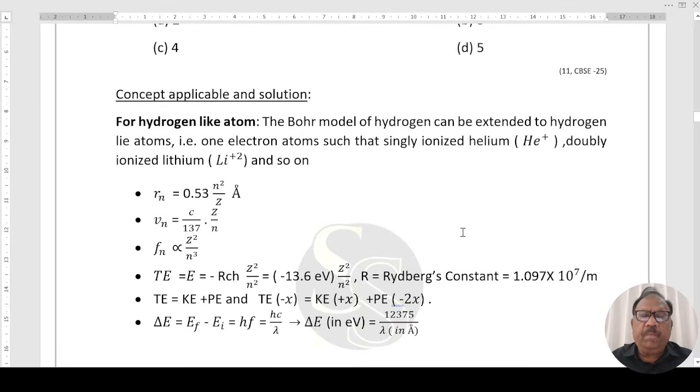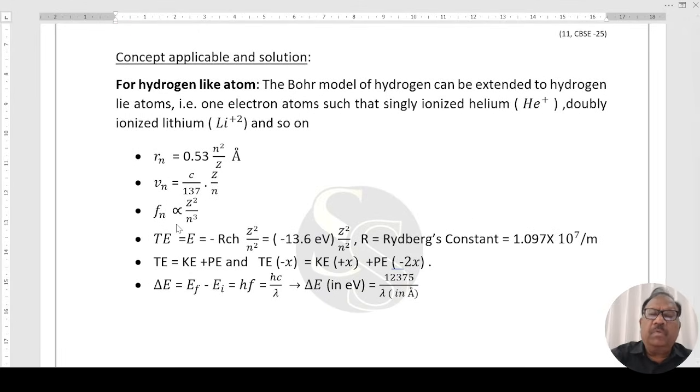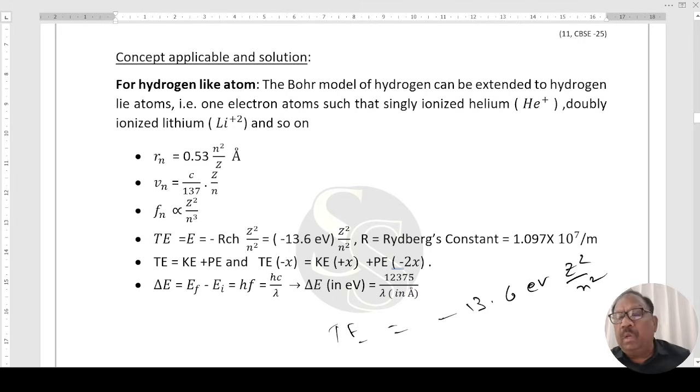What is the formula for energy? Total energy is minus 13.6 eV Z square by n square. This is for hydrogen-like atoms. For atoms other than hydrogen with one electron, we can put Z as its atomic number and find the answer accordingly, right?